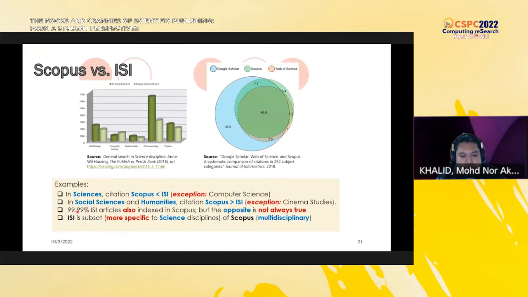And 99% of ISI articles are also indexed in Scopus, but the opposite is not always true, meaning that there are some articles that are available in Web of Science, but are not available in Scopus.